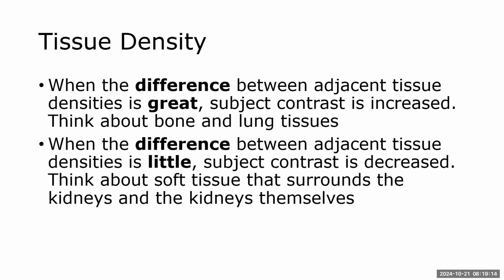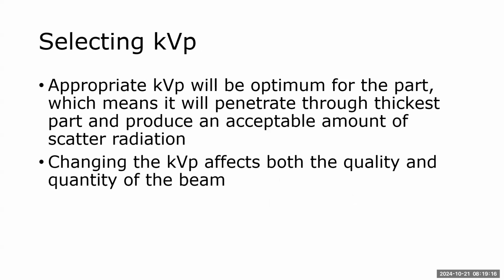So that makes it a little bit easier to remember. So when we are talking about selecting our KVP, appropriate KVP is going to be optimum for the part, which means it's going to penetrate through the thickest part and produce an acceptable amount of scatter radiation. Remember that changing the KVP affects both the quality and quantity of the beam, and that's where we're going next.